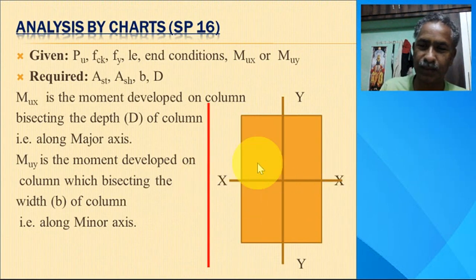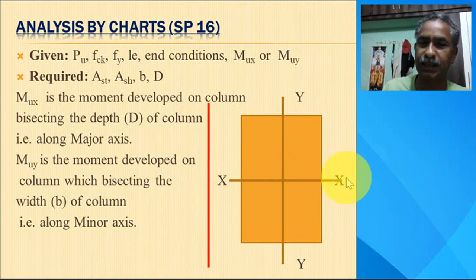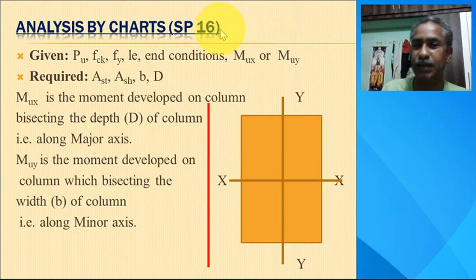Now, this is the example. Bisecting the depth, this is the D of the column and this is the B of the column, and that's why the axis bisecting the depth is called the major axis, and this is the minor axis, bisecting the width of the column. Here for the analysis we can use the special publication of the IS code BIS, that is SP 16.